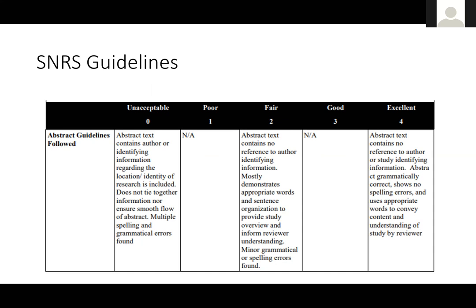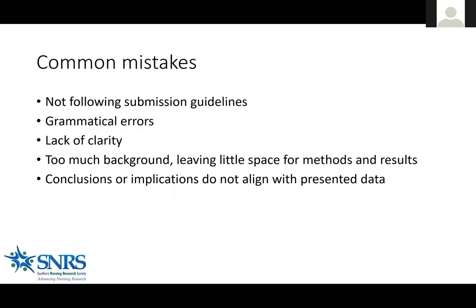And so that's the final piece for SNRS specifically, and for most types of abstracts, is just how well was the overall abstract prepared and did it follow the guidelines. So here's some common mistakes that I see when reviewing abstracts. The first one is not following the submission guidelines. And so sometimes there will be something that is a literature review that they try to disguise as an abstract, and that's very clear when you read it that that's not a research study.